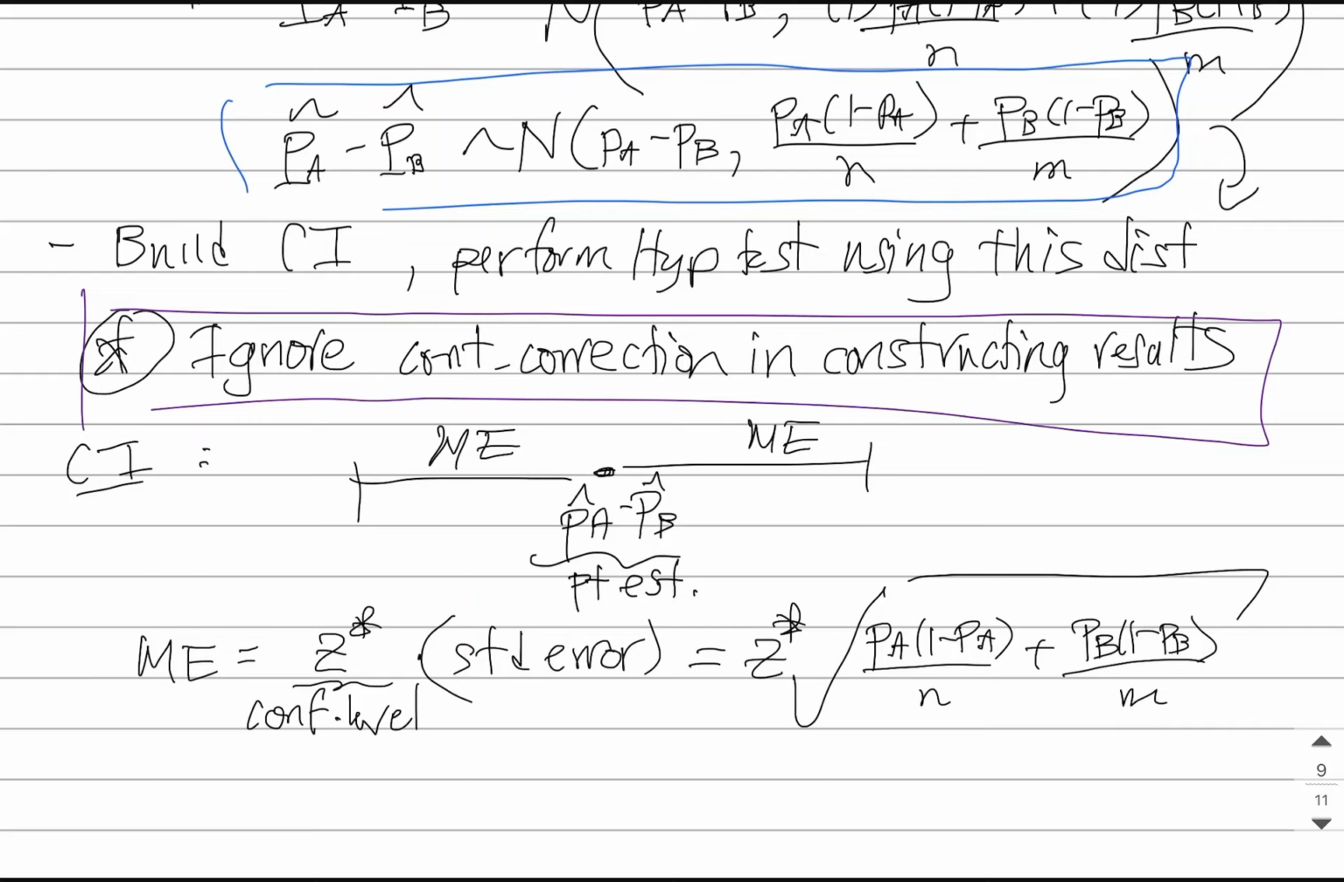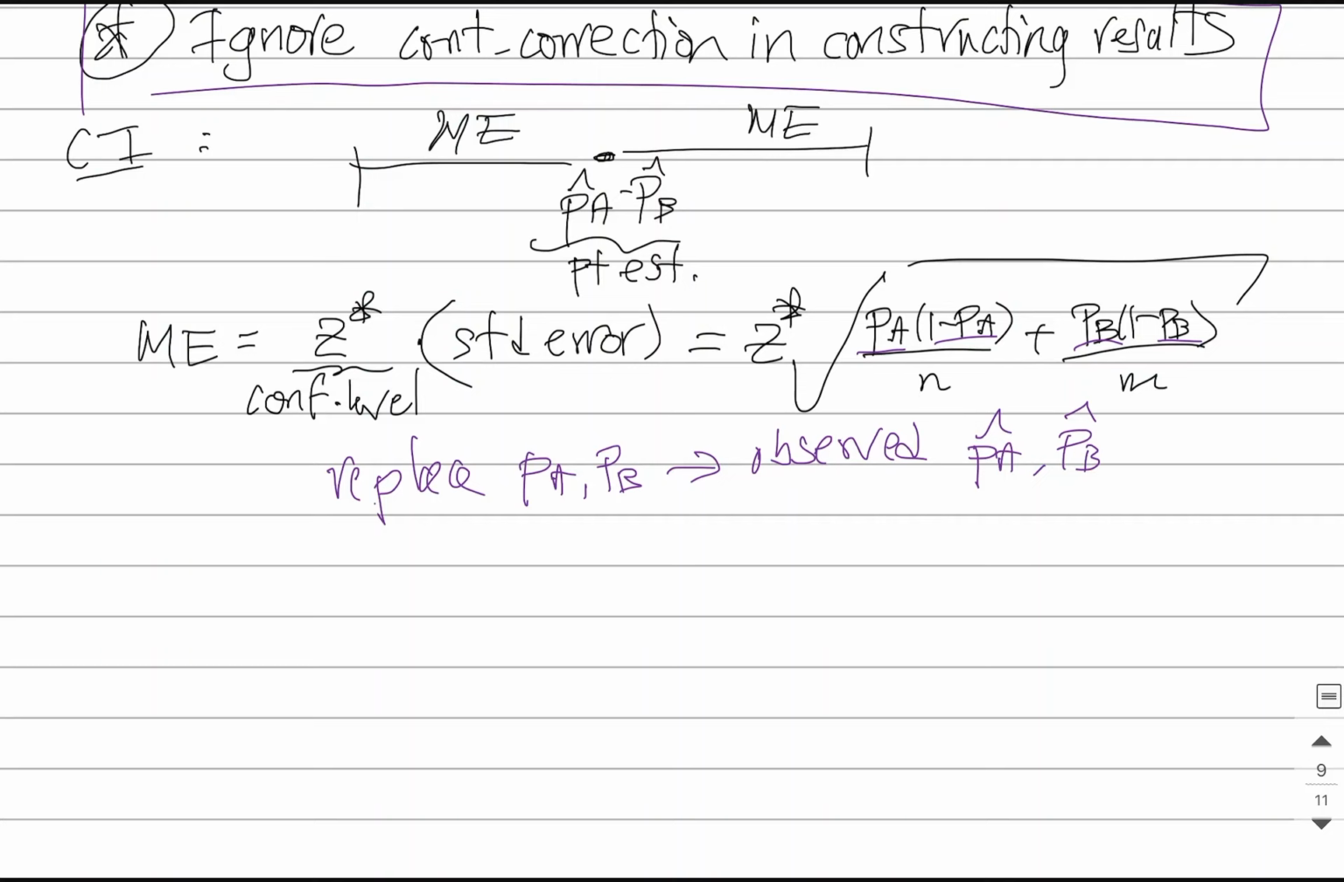Now, as before, if we want to estimate PA and PB, we can't have results in terms of them. So what we do is we replace all the PAs and PBs with their observed values. And their observed values are things you would get from the sample, just like before. And so we would now end up with an expression for a confidence interval for the difference in the two here.